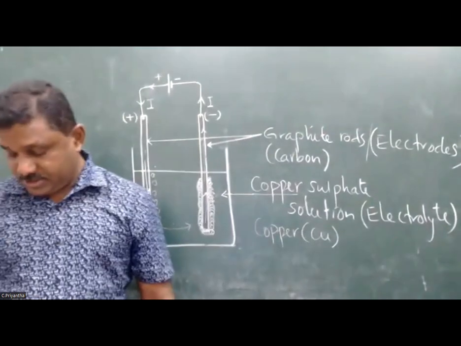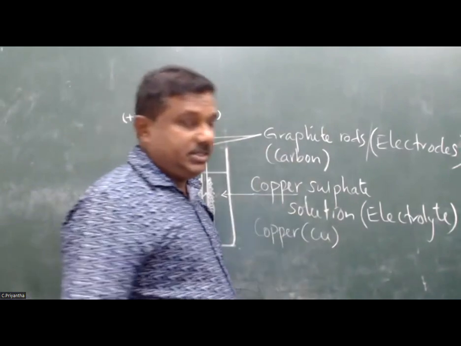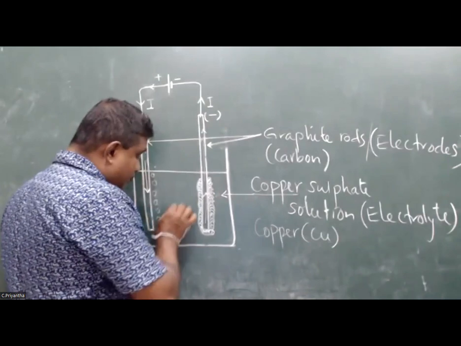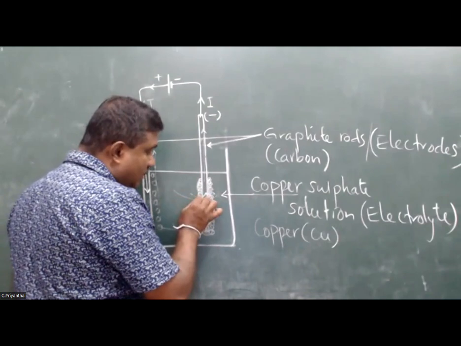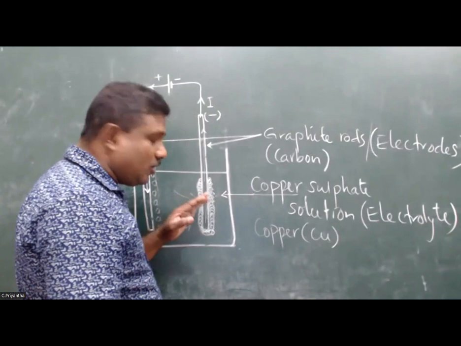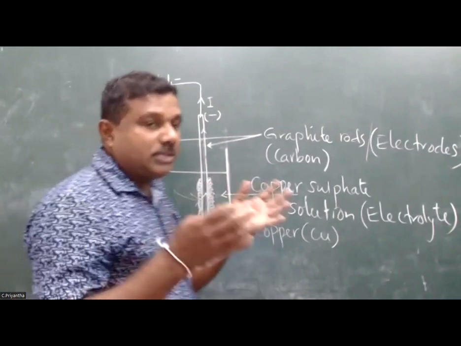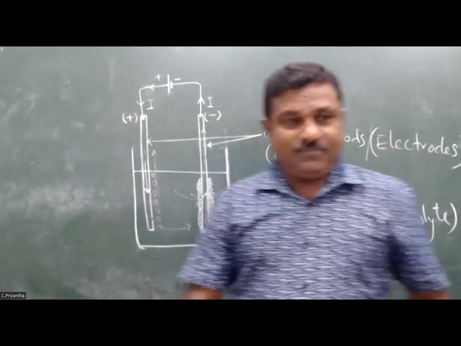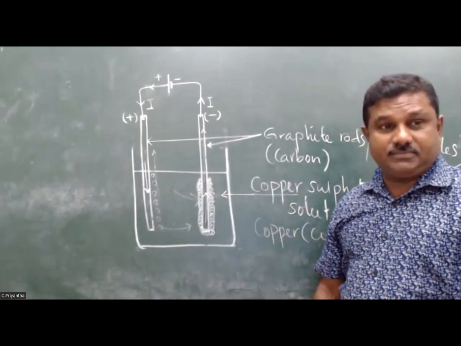Then listen to me. In this activity, one of the changes is that from the solution, the gas formed. From the solution, copper atoms are formed. That means the solution has copper atoms. That means the solution got chemically changed. That's the chemical effect of electricity.